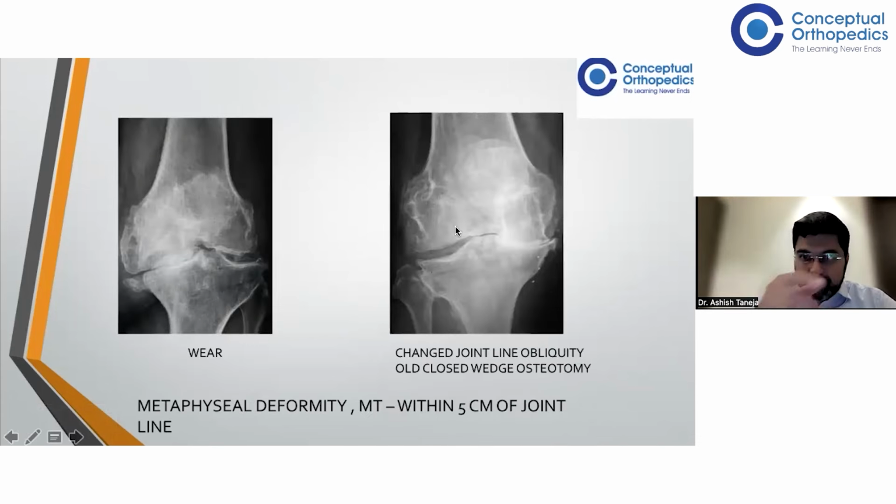And then there can be some previous osteotomies which will be a part of metaphyseal deformities again. These are osteotomies which are old healed osteotomies or old fractures which will cause a metaphyseal varus deformity.